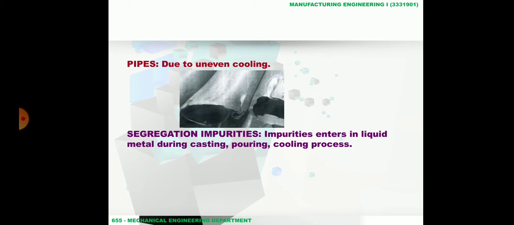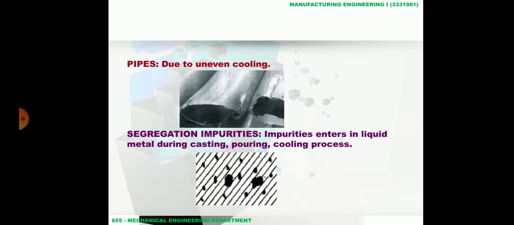Segregation of impurities. Impurities enter the liquid metal during casting, pouring and cooling. During these processes, atmospheric impurities like dust and moisture come in contact with the liquid metal, causing segregation of impurities in the product. As shown in this figure, a small amount of dust particles and moisture contained in the product comes from the atmosphere.